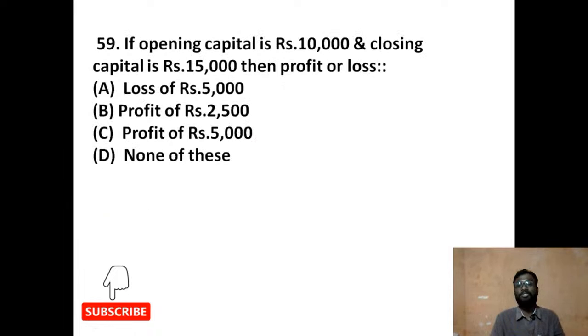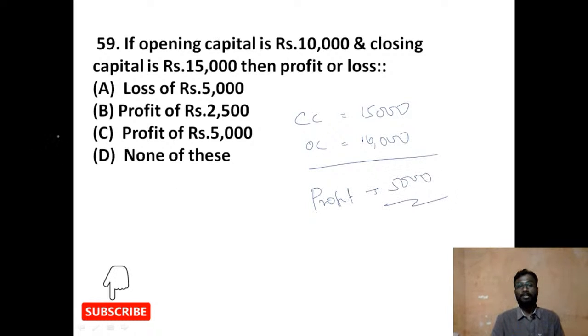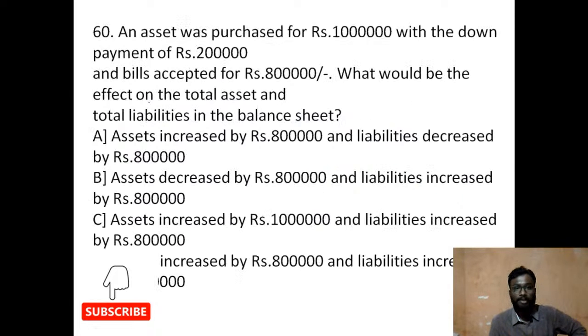If opening capital is 10,000 and closing capital is 15,000, what is the profit or loss? See, closing capital is 15,000, opening capital is 10,000, so the remaining is profit. Profit is 5,000. Option C. That's okay.